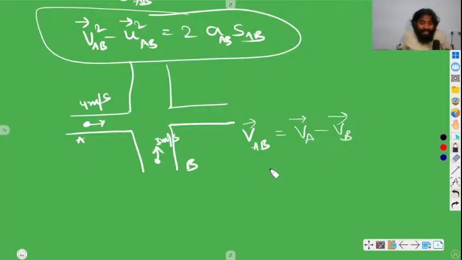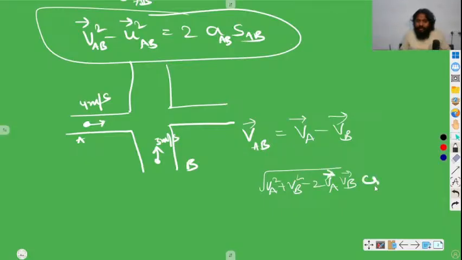Now what is the relative velocity here? If you want V_A minus V_B, then you have to use V_A square plus V_B square minus 2 V_A V_B cos theta. By using this equation you can find the relative velocity, because the minus is there. That is why you get minus here. You know this already from what we call the parallelogram law of vectors.